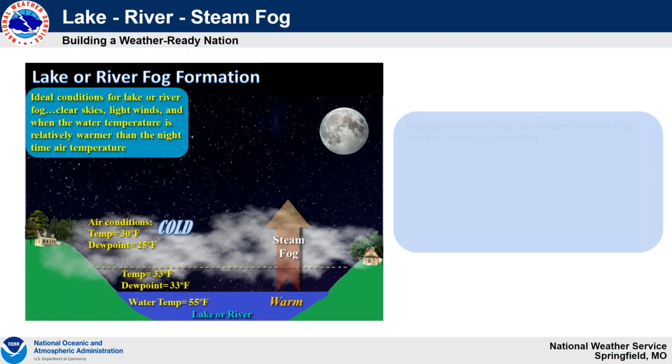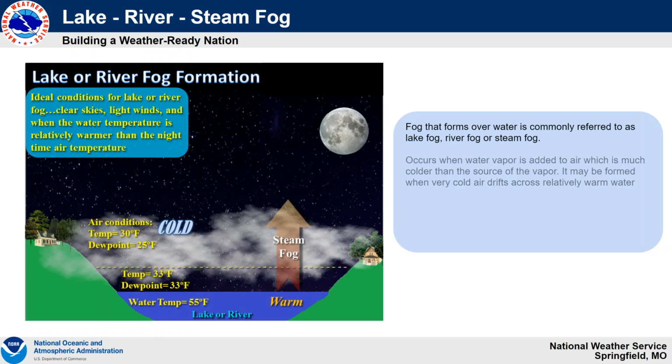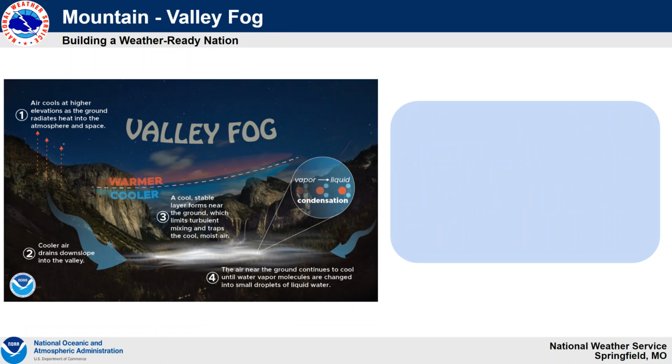Lake, river, or sometimes referred to as steam fog is also common across the Missouri Ozarks region. It occurs when colder air drifts across a warmer body of water. Clear skies and light winds are also needed for this type of fog.